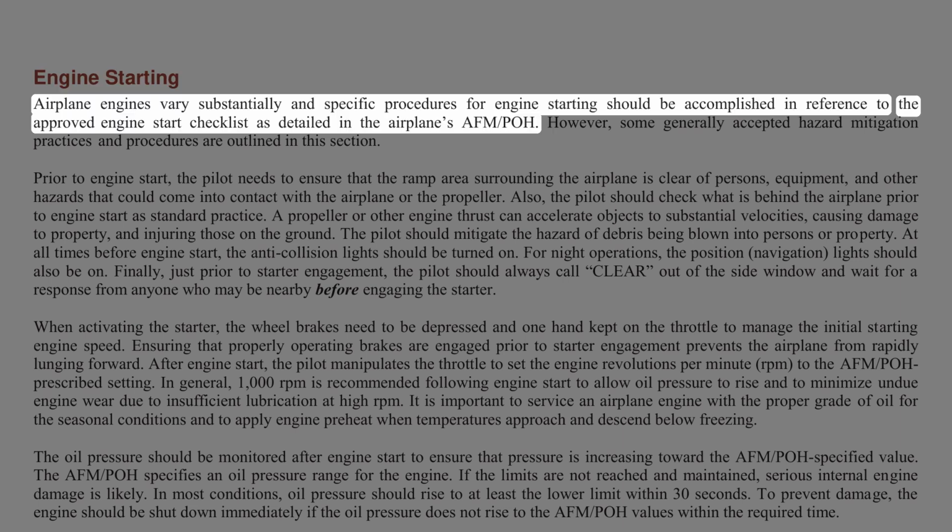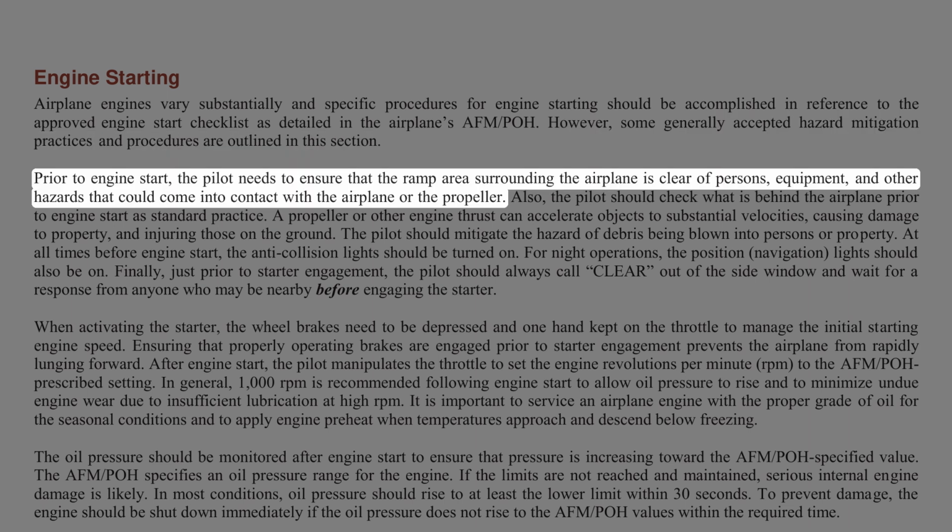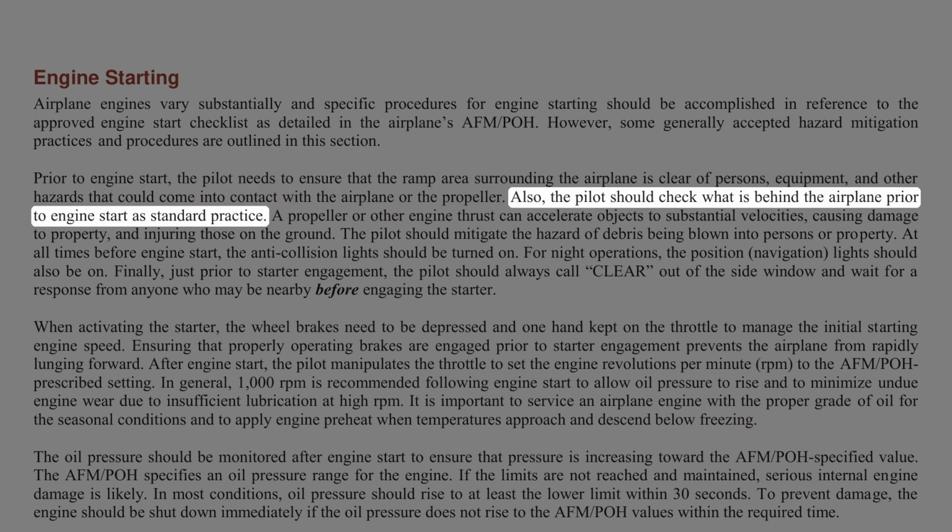Engine starting. Airplane engines vary substantially, and specific procedures for engine starting should be accomplished in reference to the approved engine start checklist as detailed in the airplane's AFM, POH. However, some generally accepted hazard mitigation practices and procedures are outlined in this section. Prior to engine start, the pilot needs to ensure that the ramp area surrounding the airplane is clear of persons, equipment, and other hazards that could come into contact with the airplane or the propeller. Also, the pilot should check what is behind the airplane prior to engine start as standard practice.